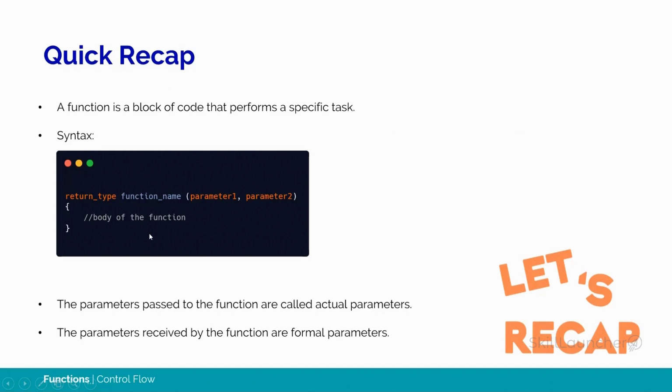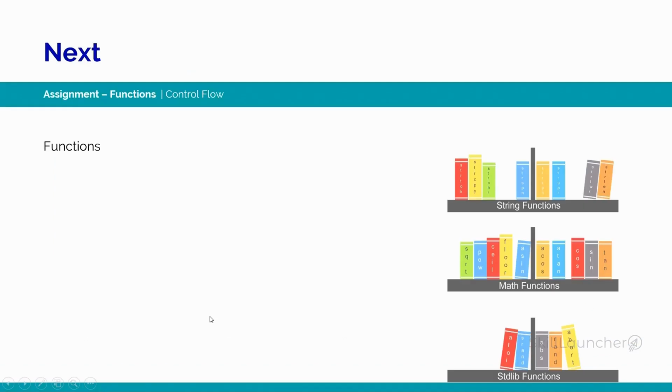Let's have a quick recap. A function is a block of code that performs a specific task. The syntax for the function starts with the data type that it would be returning, followed by a function name and the list of parameters specified within the round braces and separated by commas. And then comes the body of the function, which is enclosed within opening and closing curly braces. The parameters passed to a function are called actual parameters, while the parameters received by the function are known as formal parameters. Next, we would be doing an assignment on functions.